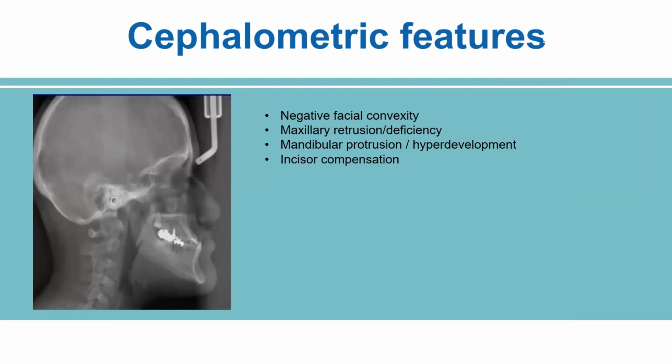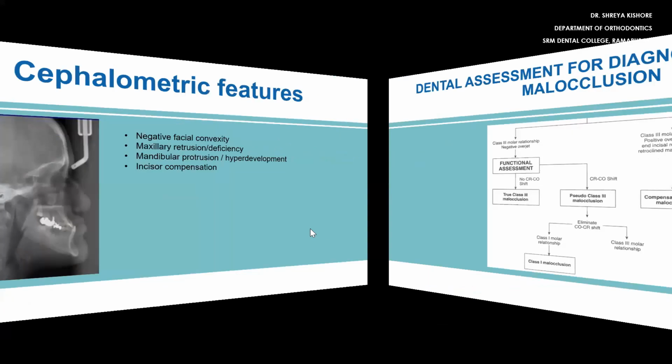What they mean by incisor compensation here is, if you look at this step, you can make out that since the mandible is ahead, the lower incisors are upright. And since the maxilla is a little behind compared to the mandible, and there needs to be a contact, the maxillary anteriors are severely proclined. So this is called incisor compensation.